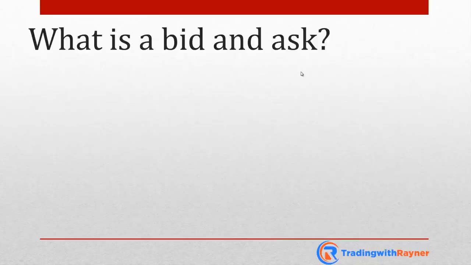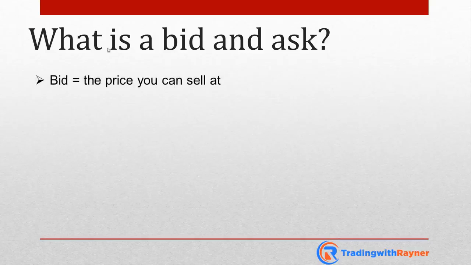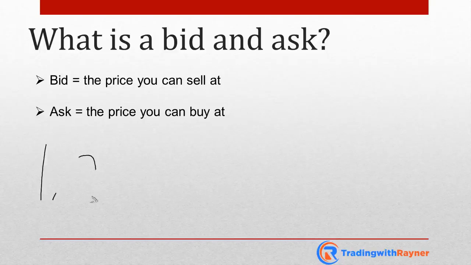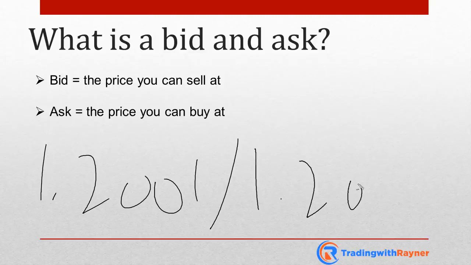So what is the bid and ask? The bid refers to the price that you can sell at, and the ask is the price that you can buy at. Whenever you're trading Forex or stocks, it's not just one price. It's always two prices, the bid and the ask. Let me share an example. Again, let's say euro dollar is trading at 1.2001 slash 1.2003. The higher value is always the ask, and the smaller value is always the bid.